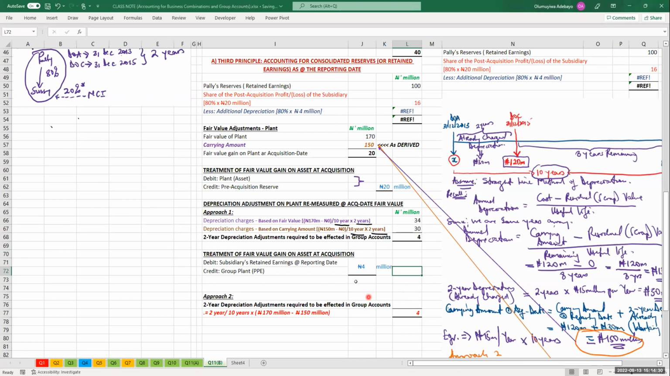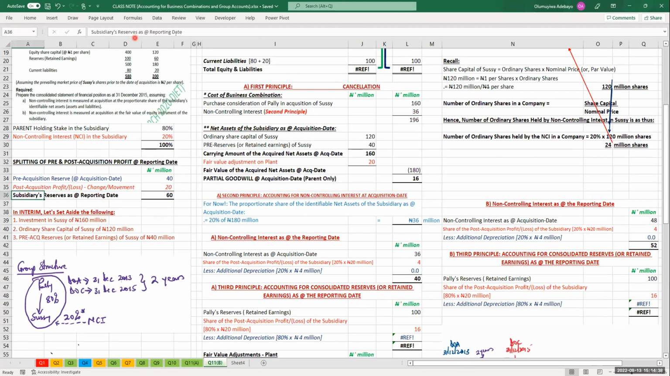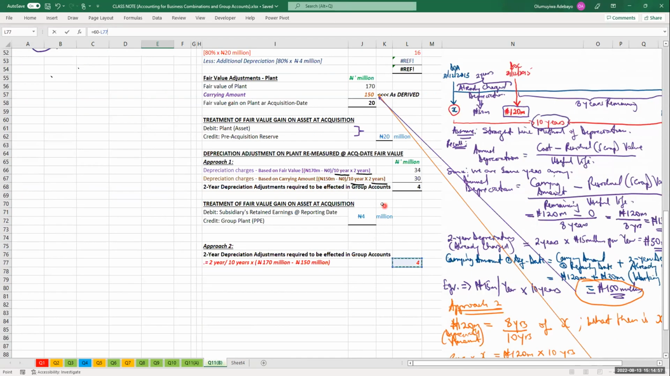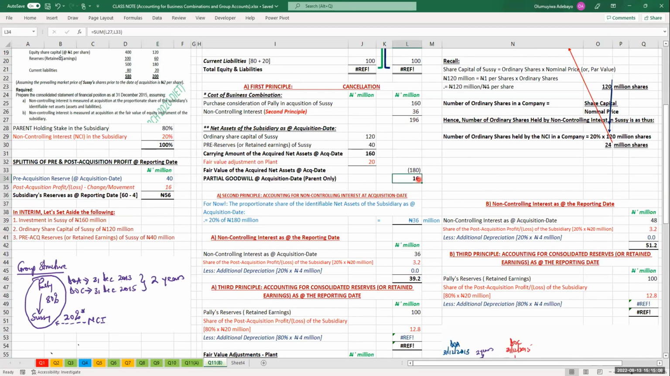Therefore, I'll leave it as this. And the implication is that I'll come here to adjust my subsidiary's retained earnings by saying it is 60 minus that 4 as advised, which means 60 minus 4. Where's the 4? This 4 that we have here. And that'll give me 56. Okay.